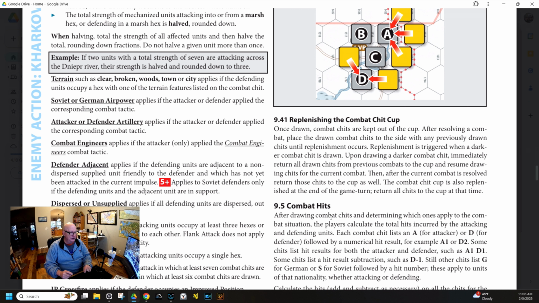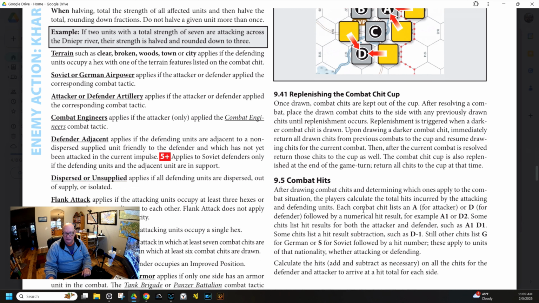Return all chits. So basically, what they're saying is, I've used 12 chits. I'm resolving a combat. I pull a chit. It's a different color. Immediately, I take the 12 that I've used and I put them back into the bin that I'm drawing from. Shake them up. I continue drawing, finish that attack, and at the end of the attack, I take the rest of those chits that I've used and throw them in there, and you're starting over from scratch.